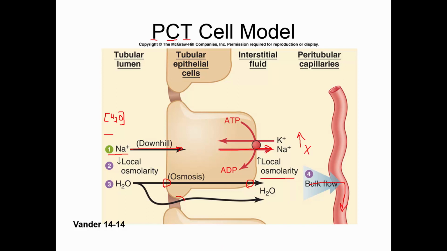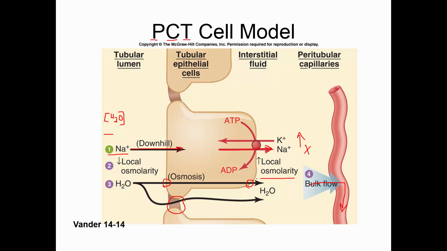Notice though, we also have some transport here. We have water going between the cells through the tight junction. So in the proximal tubule, the tight junctions are not all that tight. And all sorts of things can go in between the cells. So when we're going through the cells, that is called transcellular transport. And when we're going between the cells, that is called paracellular transport.